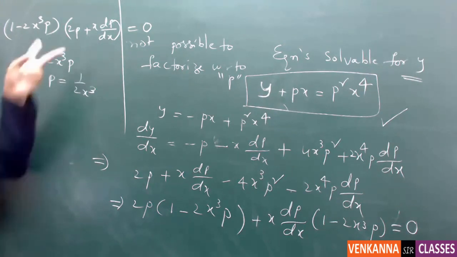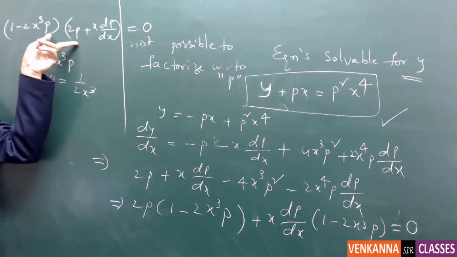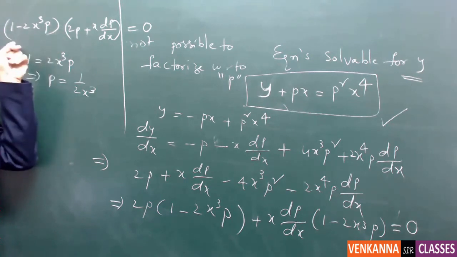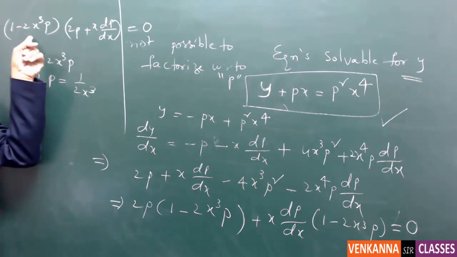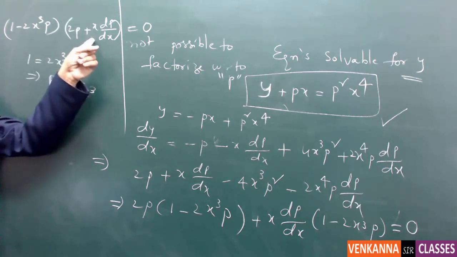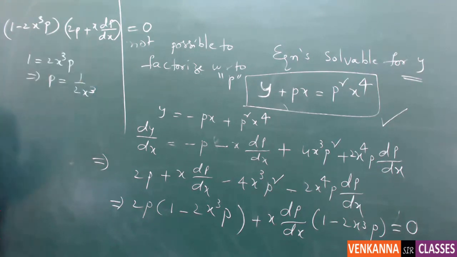So after doing this product of factors, we mention that we don't consider 1 minus 2x cube p equal to 0 because it gives singular solution. And we consider 2p plus x dp by dx equal to 0. So we have to mention this line in the exam. Okay? Is the technique clear? Yes or no? Right. Let me go further.